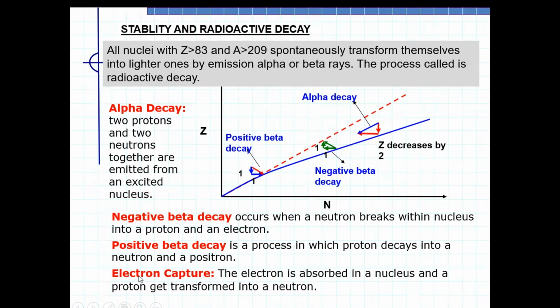There is another process, electron capture, in which the electron is absorbed in the nucleus and the proton is transformed into a neutron. And in that case, a proton decrease but an increase in the neutron number makes the overall A no change at all in the system.